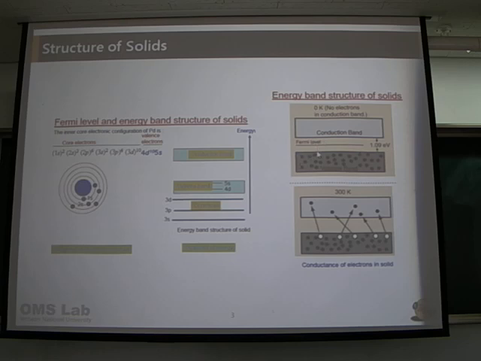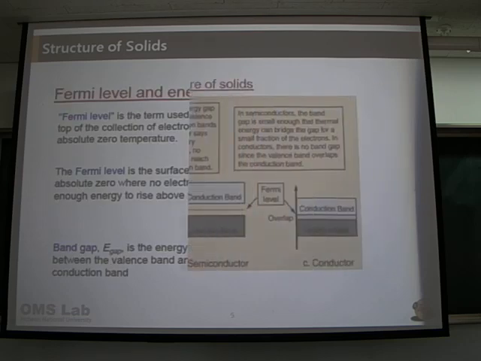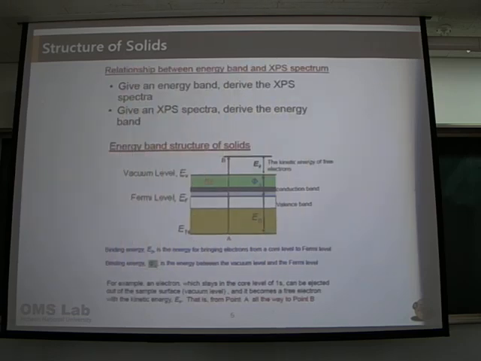The Fermi level and the energy gap. I said to you that between the conduction band and the valence band, this is the energy gap. And the Fermi level is the highest, topmost level of the valence band and the lowest level of the conduction band. And this point, I mean the vacuum level, this is the vacuum level.